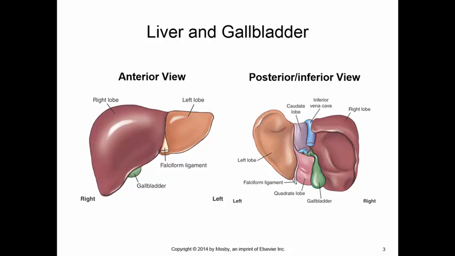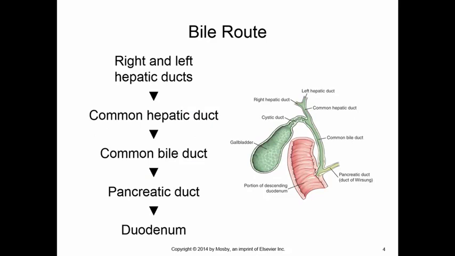So the liver makes bile, it's stored in the gallbladder, and then it helps to break down fat in the foods that we eat. Now let's talk about bile and how it travels from the liver to the gallbladder. Bile is formed in the liver, like we said, in these small little lobules. And it travels via small ducts to the larger right or left hepatic duct.